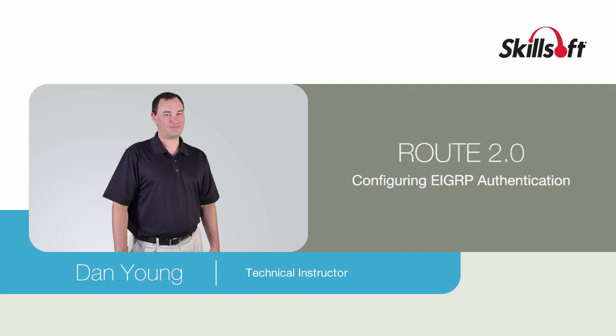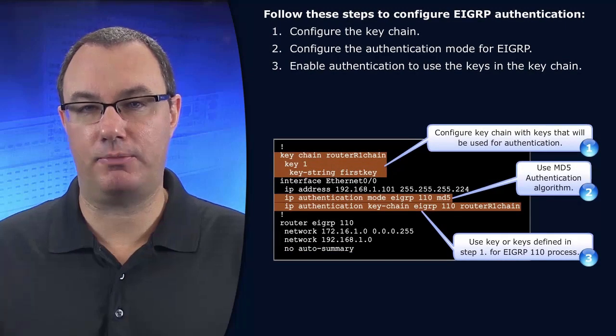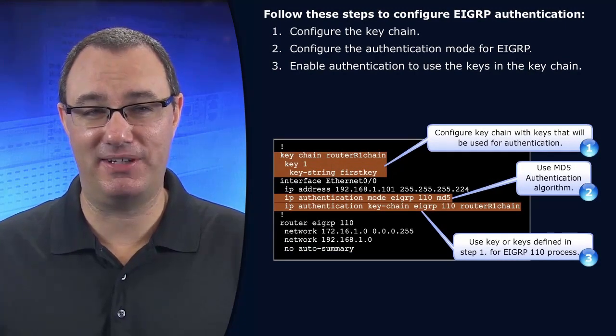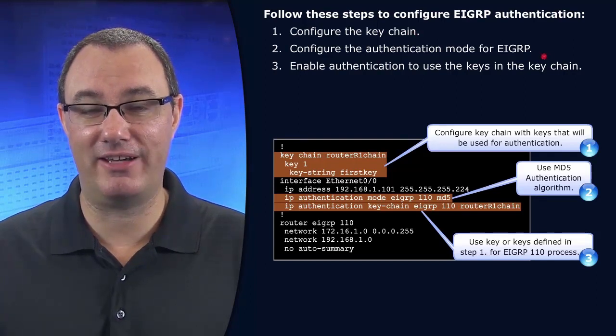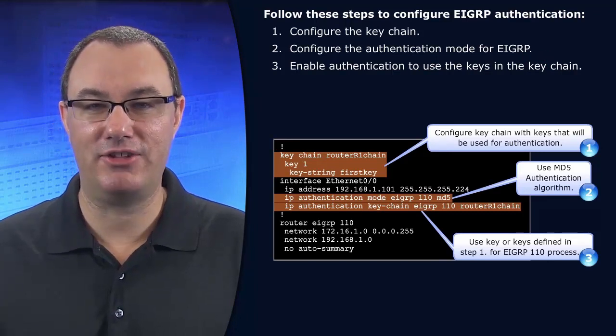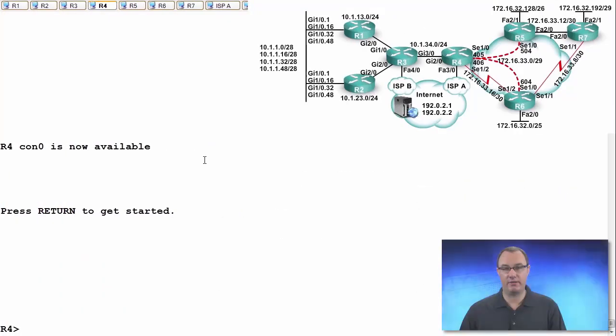There are really two big steps to configuring EIGRP authentication. And I know it says 3 steps. Configure the keychain, and then go to the interface and turn it on for that keychain. Okay, let's do this and get some confidence with EIGRP authentication.